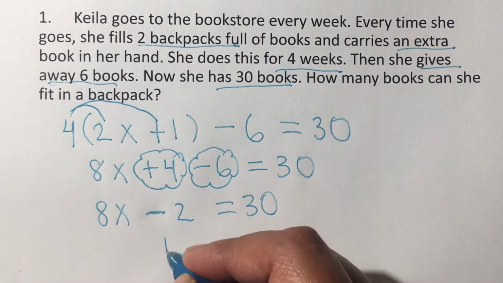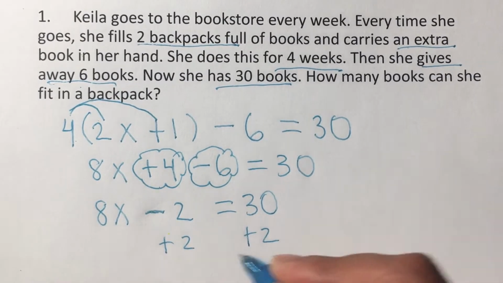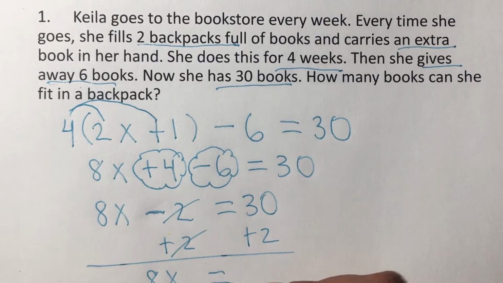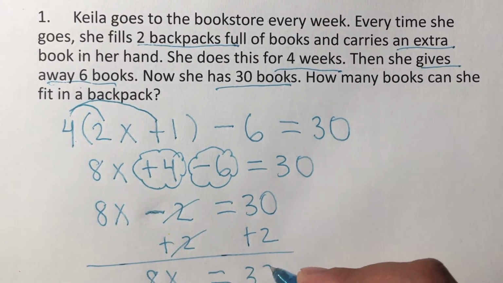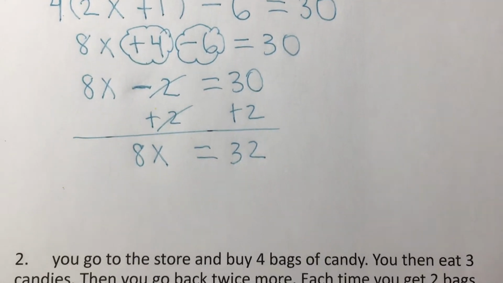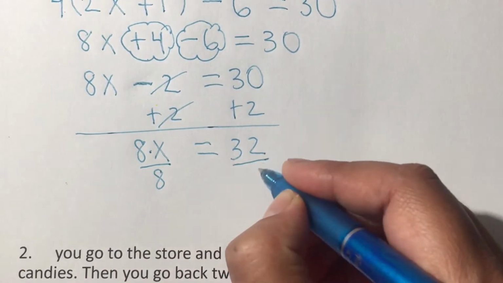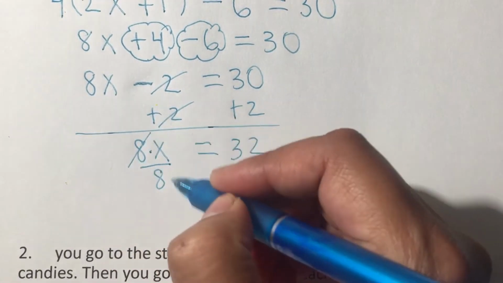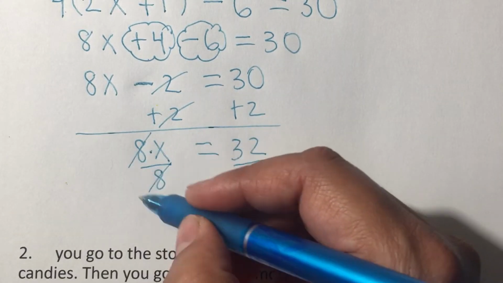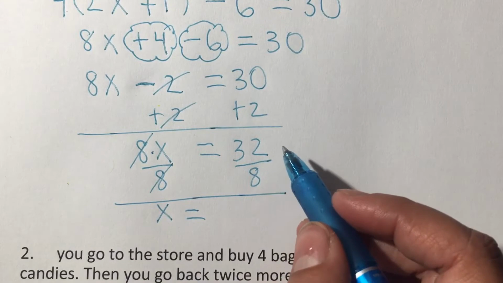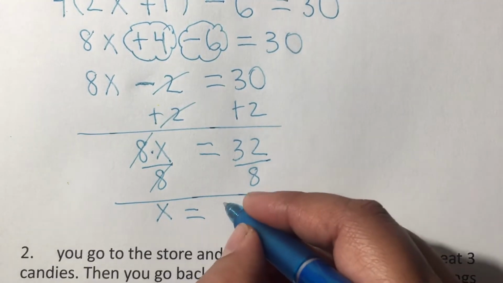Now we're going to cancel. Since we're subtracting 2, the opposite is to add 2. And we get 8x equals 30 plus 2 is 32. Finally, if we're multiplying, the opposite of multiplication is division. Remember that in division, we always keep the same sign. We don't change it. And so x is equal to 32 divided by 8, 4.